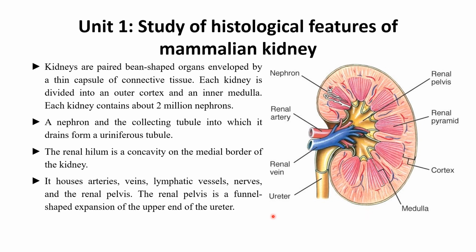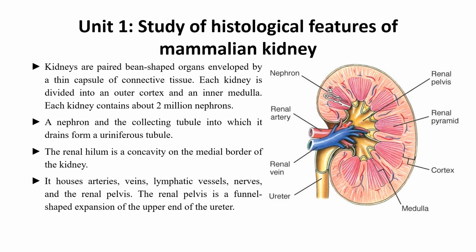A nephron and the collecting tubule into which it drains form a uriniferous tubule. The renal hilum is a concavity on the medial border of the kidney. It houses arteries, veins, lymphatic vessels, nerves, and renal pelvis as well. The renal pelvis is a funnel-shaped expansion of the upper end of the ureter.